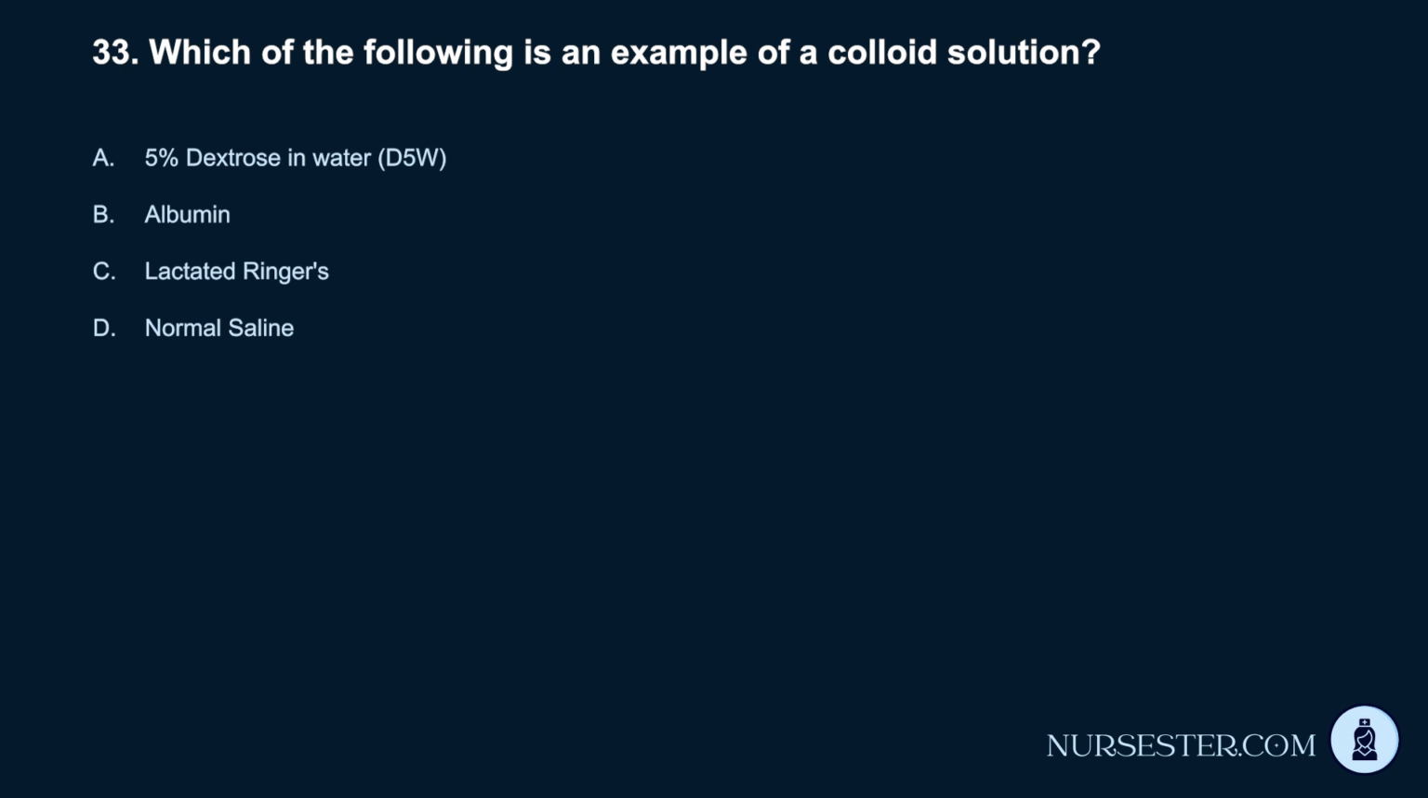33. Which of the following is an example of a colloid solution? A. 5% dextrose in water, D5W. B. Albumin. C. Lactated Ringer's. D. Normal saline. Correct answer, B.